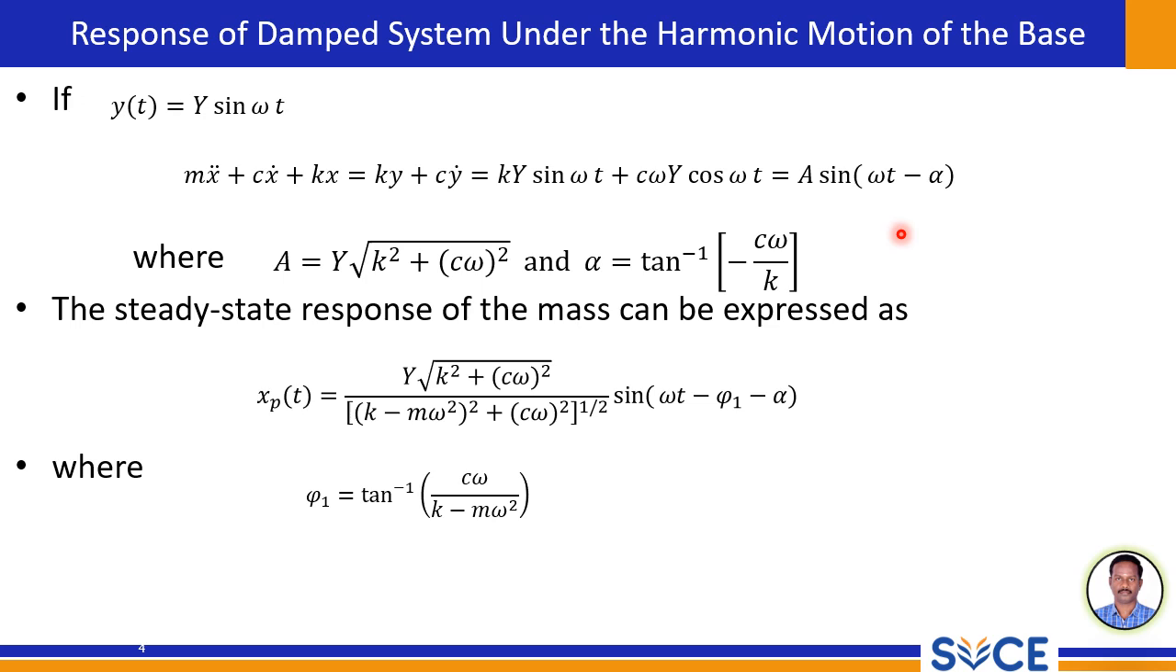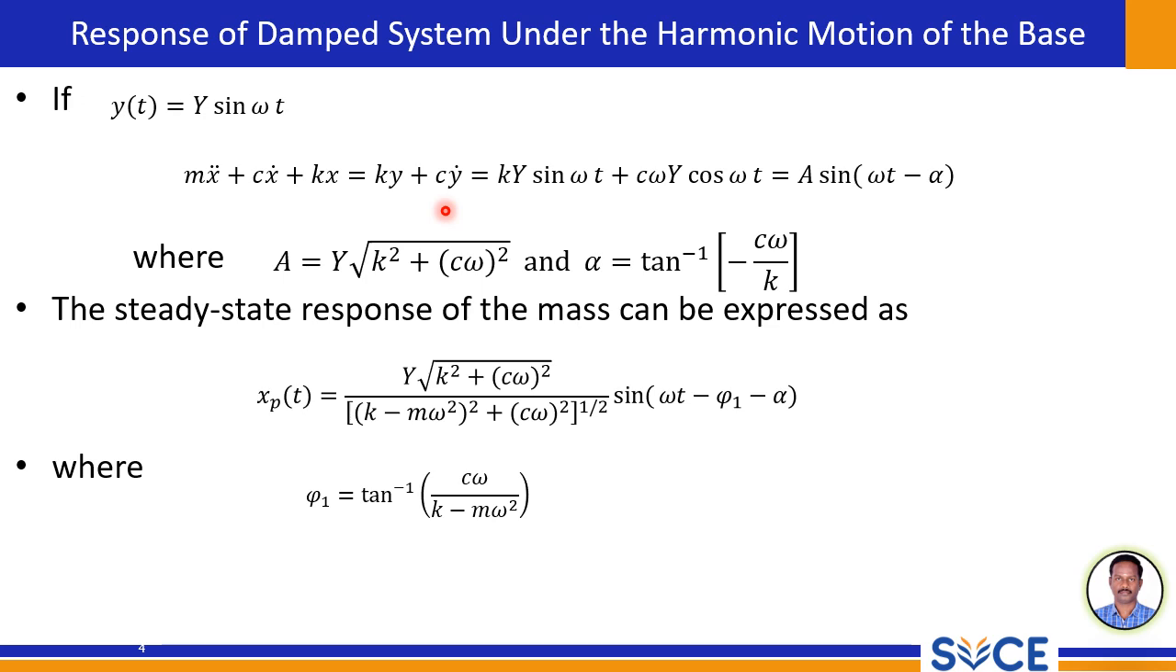Now, let's take the equation of motion we derived in the previous slide and manipulate it to get a clear understanding of the system's response. We know that base motion is given by y of t equals Y sin omega t. We can substitute this in our equation of motion, that is this equation. After substituting and rearranging, we can get this equation in terms of m x double dot plus c x dot plus k x equals k y plus c y dot.